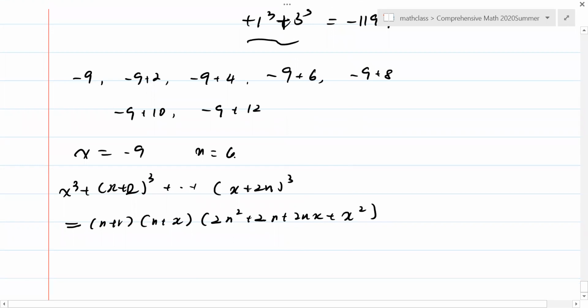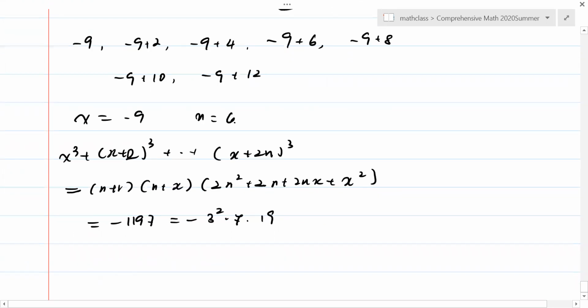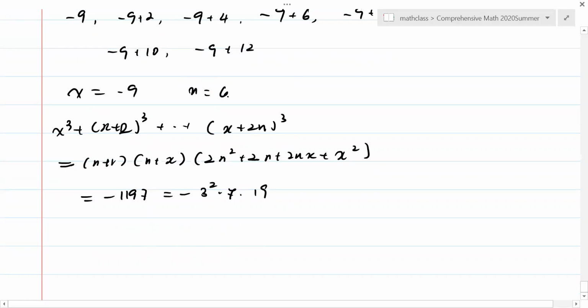Okay, and we know that's going to be negative 1,197, and the negative 1,197 is going to be negative 3 squared, 7 times 19. Then you compare, okay? Then you compare, you find out n plus 1 should be 3, n plus x should be plus or minus 7. So eventually you can figure it out, n should be equal to 6, and the x should be equal to negative 9. So that works, okay?